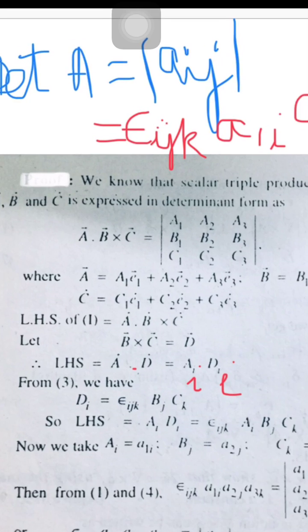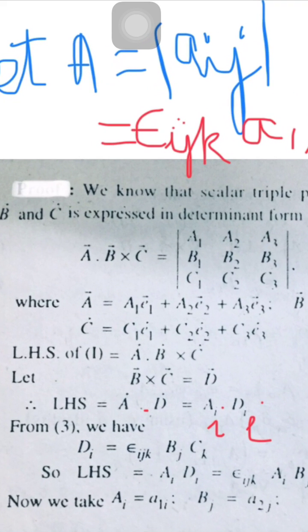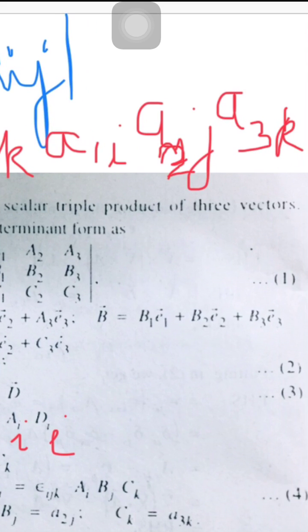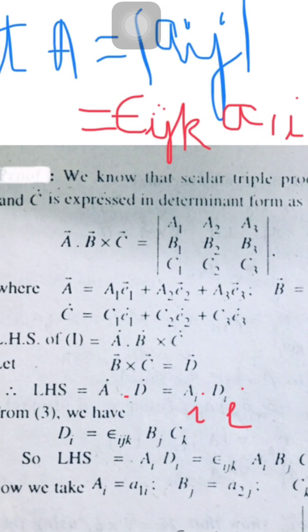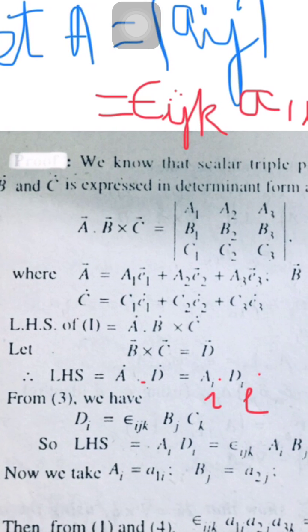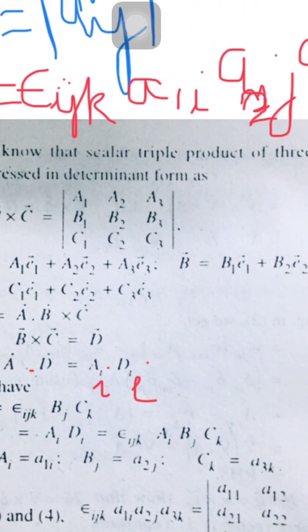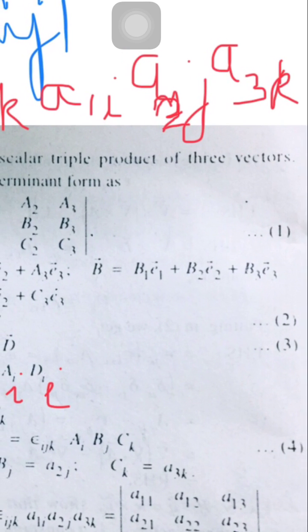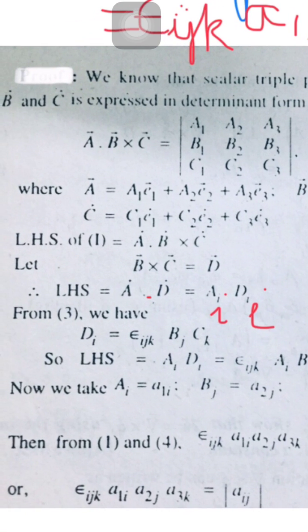We know that the scalar triple product of three vectors, as in the earlier slide, is the volume of a parallelepiped. We have already seen A dot B cross C. How is it represented in determinant notation? A dot B cross C is the determinant with rows A1, A2, A3; B1, B2, B3; C1, C2, C3. All three A, B, C are vectors, denoted as A1 e1 plus A2 e2 plus A3 e3, B as B1 e1 plus B2 e2 plus B3 e3, and similarly C as C1 e1 plus C2 e2 plus C3 e3.